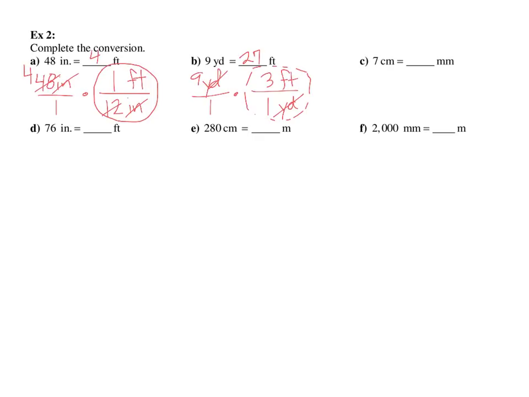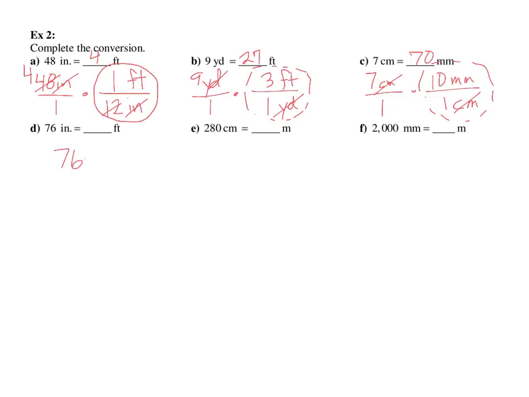I'm going on to C. I have 7 centimeters. Put that over 1. And I'm going to have centimeters on the bottom, millimeters on the top. Alright, so which one's bigger, a centimeter or a millimeter? A centimeter. So I'm going to be working with 1 centimeter, and that's equal to how many millimeters? 10. Alright, so centimeters cancels out. 7 times 10, which is 70. Okay, should be getting the hang of this now. Once again, always make sure to ask for help if you're confused.